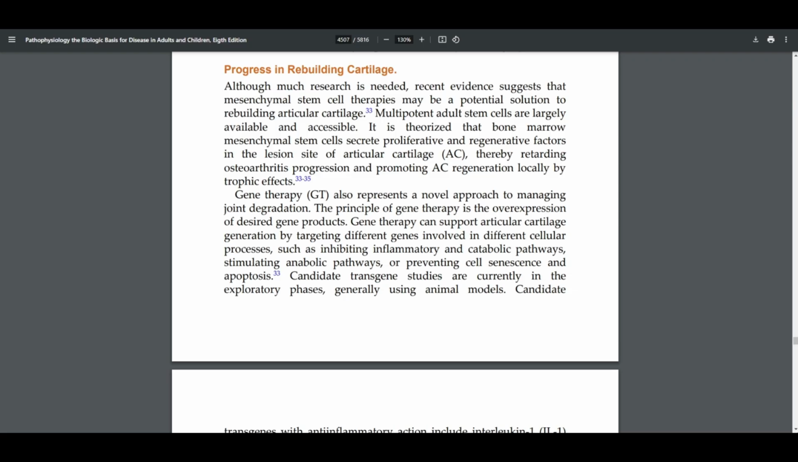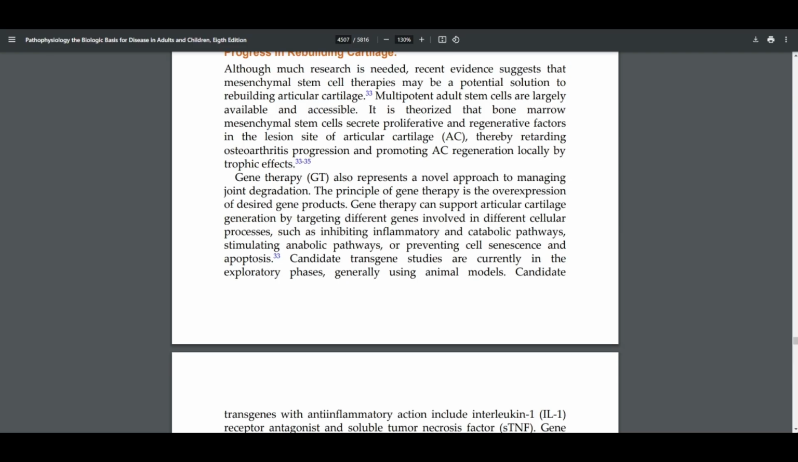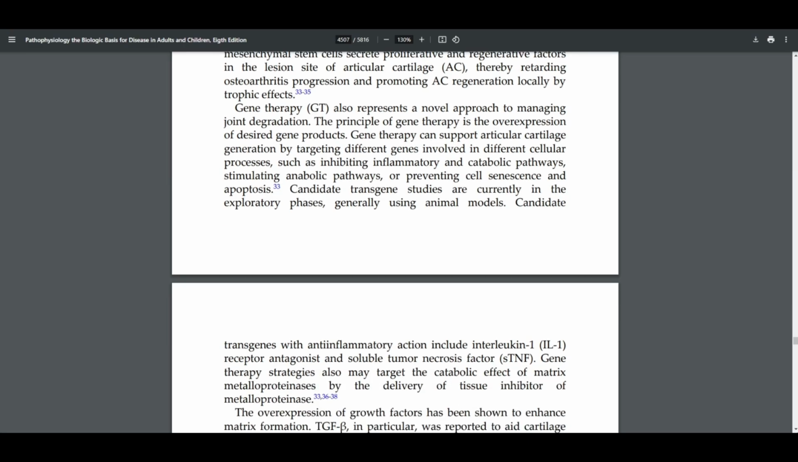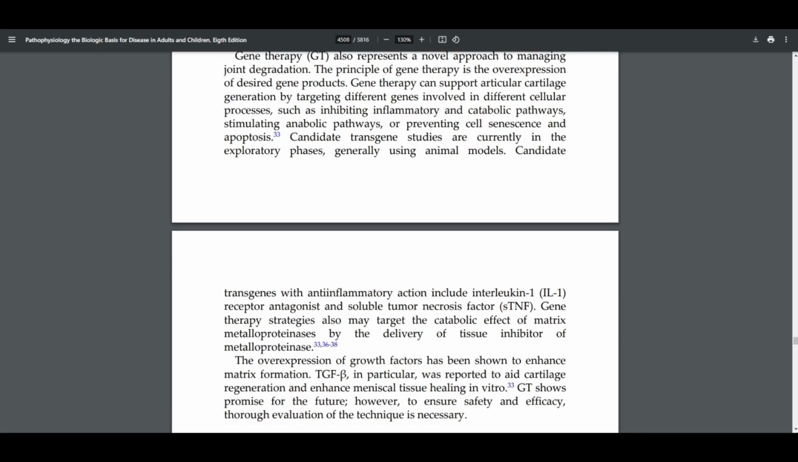Gene therapy also represents a novel approach to managing joint degradation. The principle of gene therapy is the overexpression of desired gene products. Gene therapy can support articular cartilage generation by targeting different genes involved in different cellular processes, such as inhibiting inflammatory and catabolic pathways, stimulating anabolic pathways, or preventing cell senescence and apoptosis. Candidate transgene studies are currently in the exploratory phases, generally using animal models.